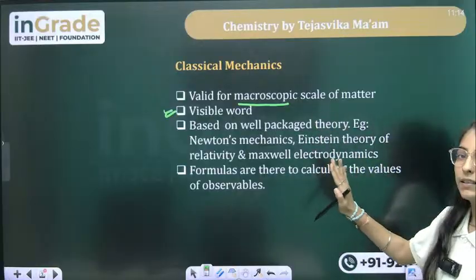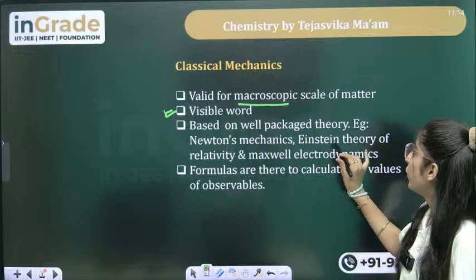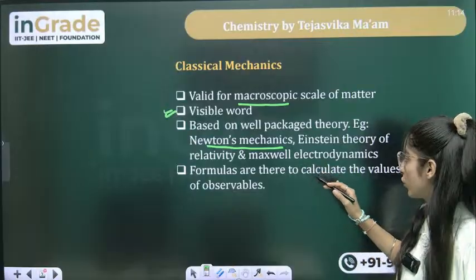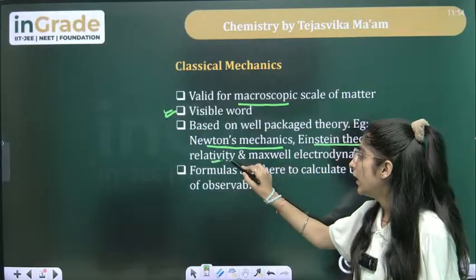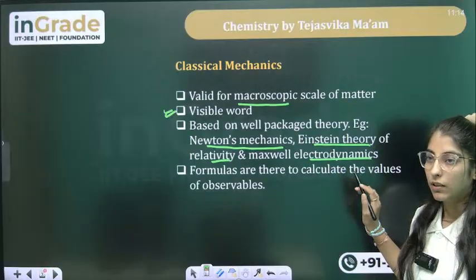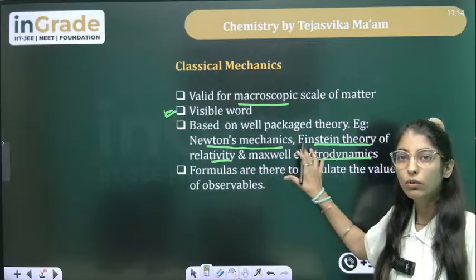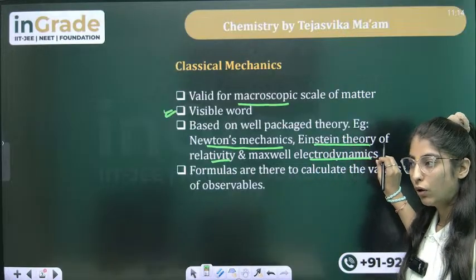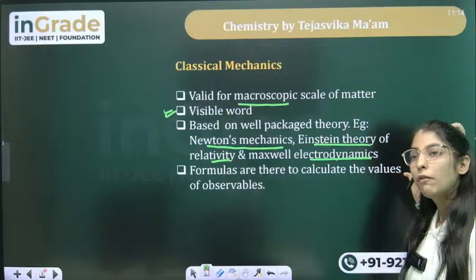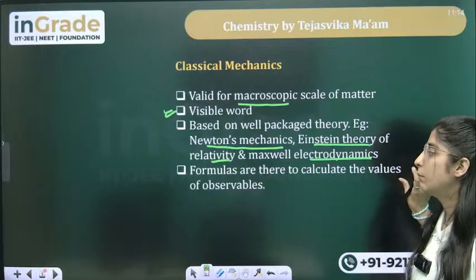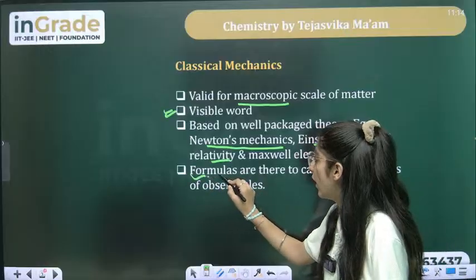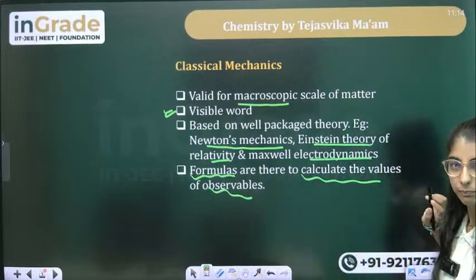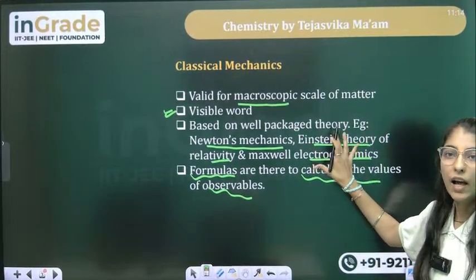Next it says that it is based upon Newton's mechanics, as I told you, Newton's laws of motion, Einstein's theory of relativity, and Maxwell's electrodynamics. So basically you have these laws of motion and these theories. When you apply them over your particular matter, you will be able to find out its value. Here you have formulas, so you can calculate the value of your observables. This is given to you by classical mechanics.